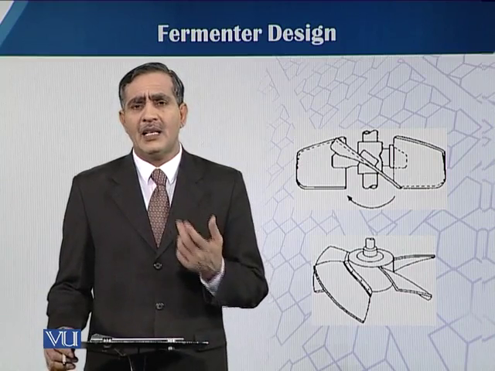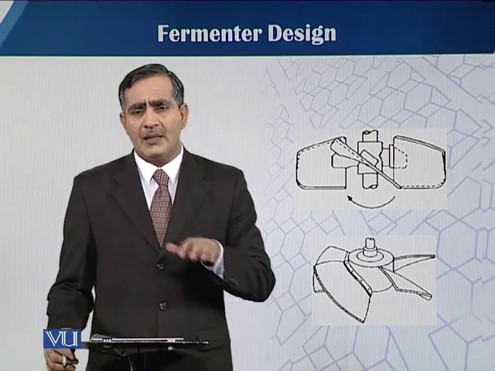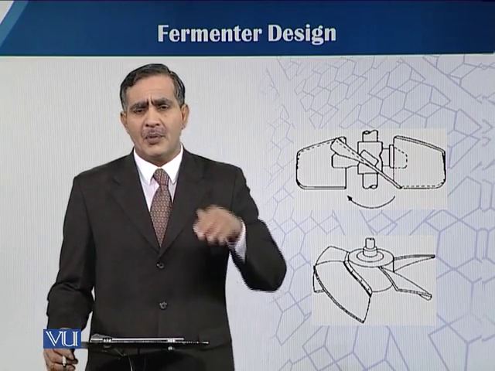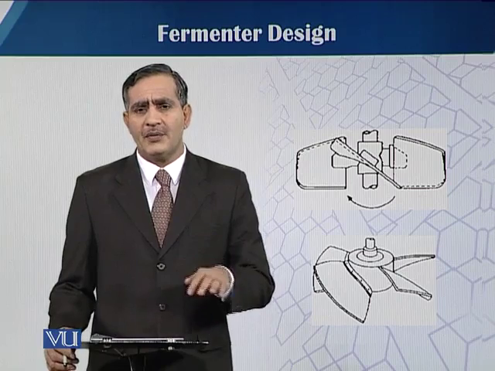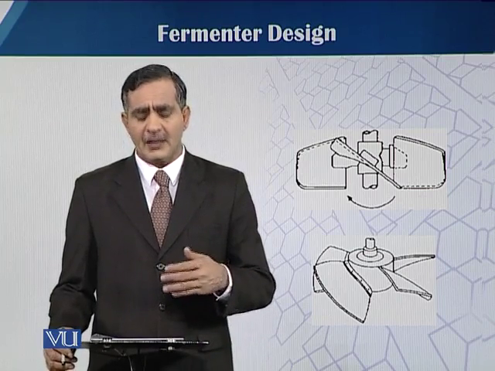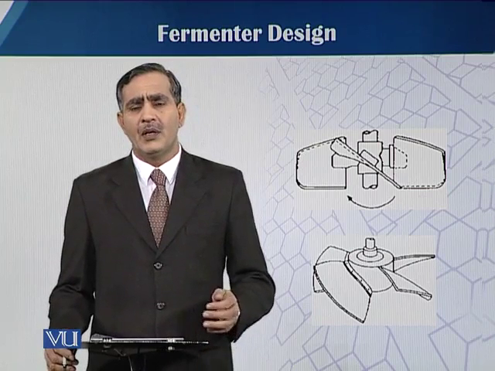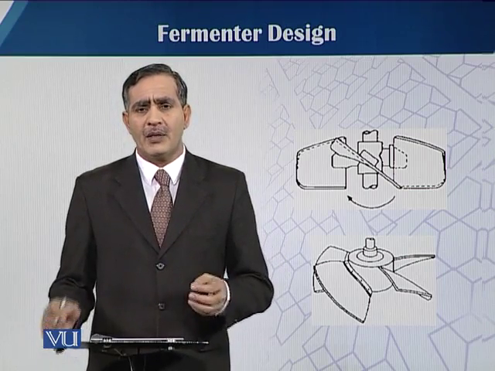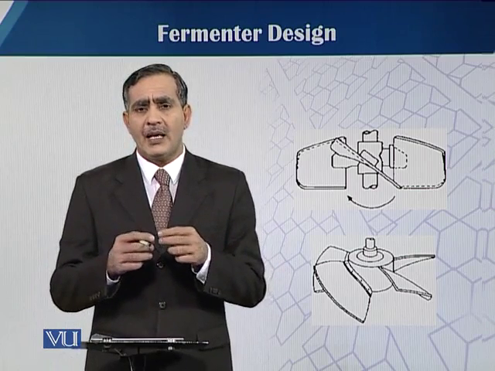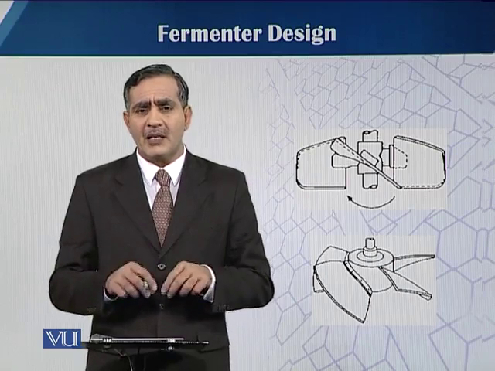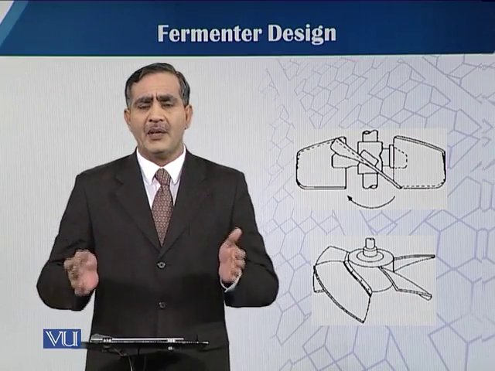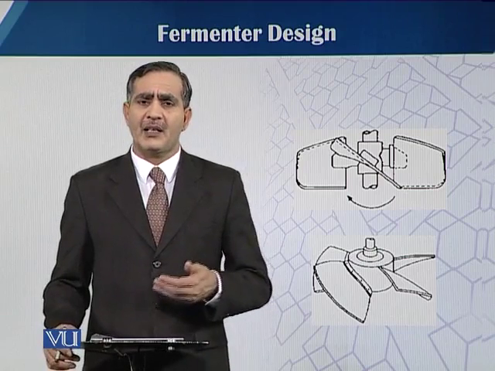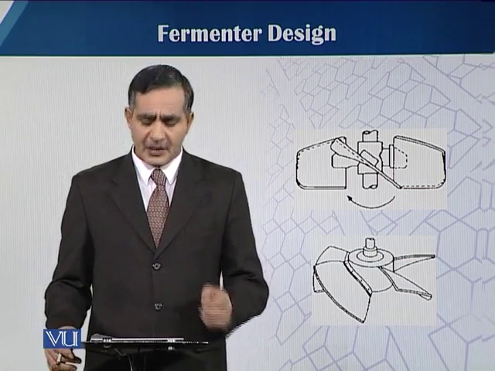When the ceiling fan works, it cuts the air from the upper side to the lower side, and pushes the air toward the floor of the room. In the same way, when these axial flow impellers move, they push the fermentation media from the top to the bottom. Then either insoluble particles or the biomass tend to settle at the bottom, move toward the periphery, and there is gradual mixing of the different particles in that fermentation medium.